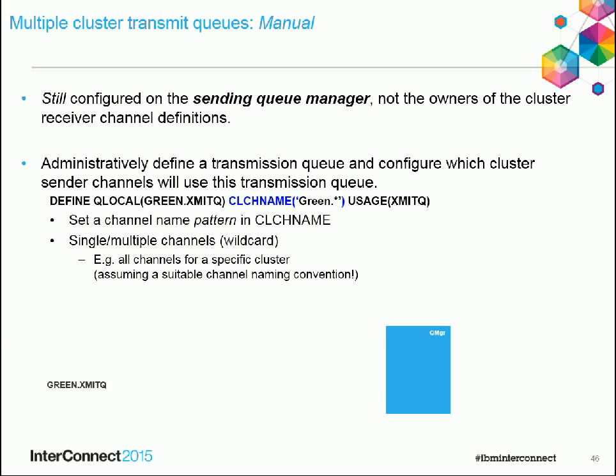So say we set up two transmission queues called the pink transmit queue and the green transmit queue, and we set them up to say we want all channels that start with green to use one and all channels that start with pink to use the other.